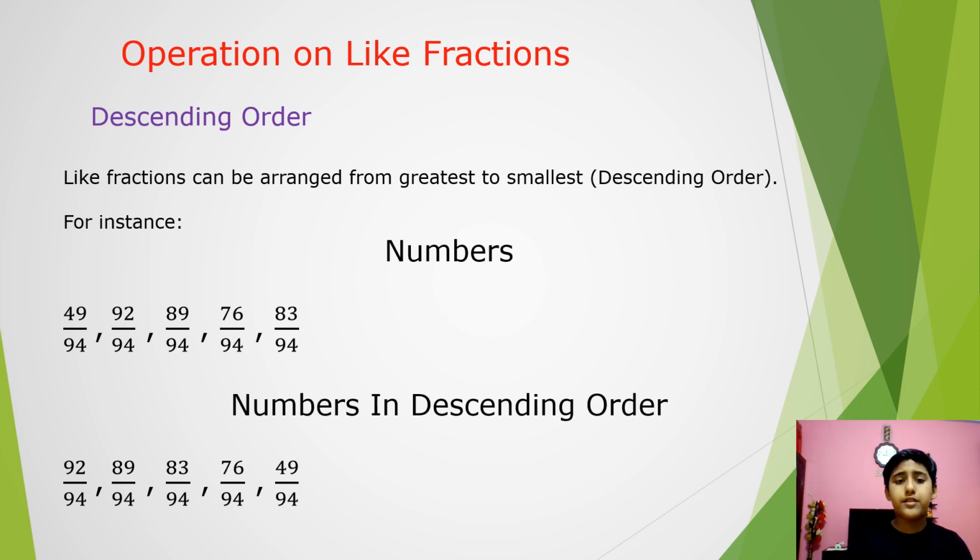So if we put these numbers in descending order, 92 is the greatest number in all the numerators here, then 89, then 83, 76, and 49 is last. So as you can see here, the biggest is 92 and the smallest is 49. Moving on to the next slide.